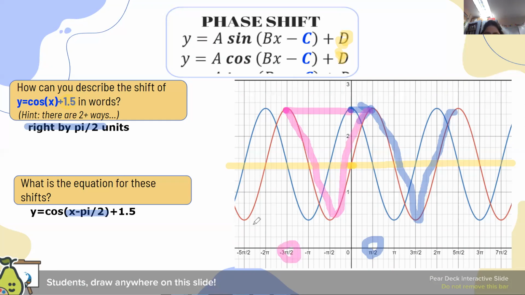And I found that right over here. So I can shift my graph left by 3 pi over 2 units. And therefore, my equation will become y is equal to cosine of x plus 3 pi over 2, plus my midline 1.5. So if I'm moving it to the left, I'm going to add. If I'm moving something to the right in my equation, I'm going to subtract. How many? I've got to look at my x-axis.